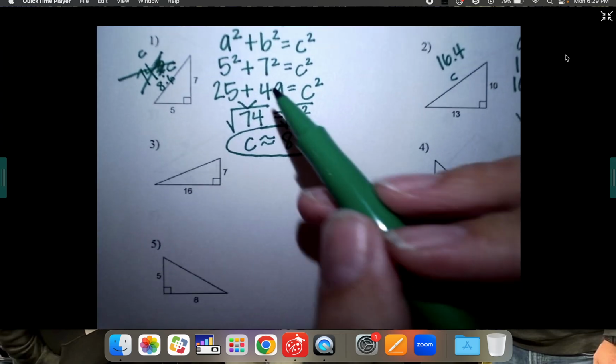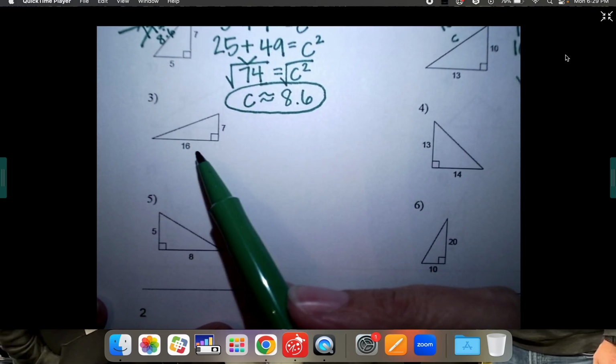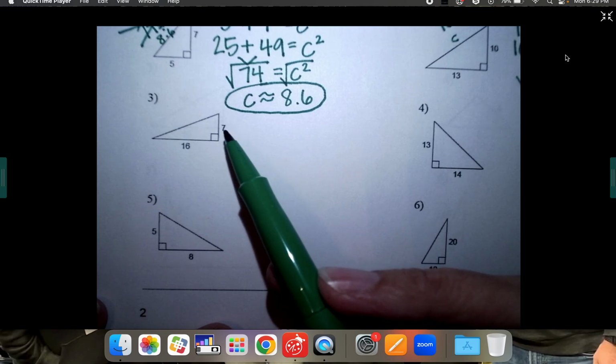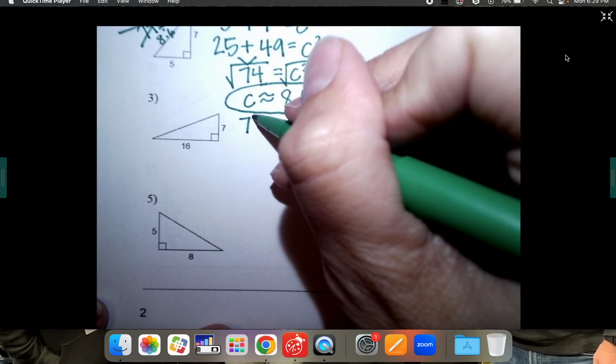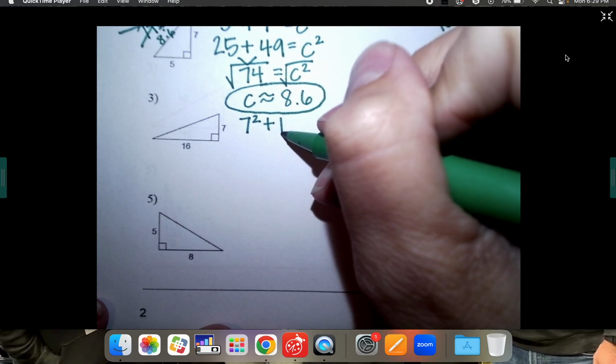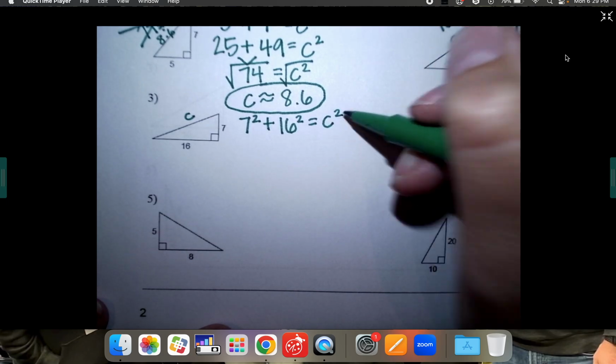Okay, number 3. Since I'm running out of room, I'm not going to write a squared plus b squared equals c squared this time. I just know that I'm going to use 7 and 16 for a and b. So I'm just going to go ahead and skip to that step. 7 squared plus 16 squared equals c squared.